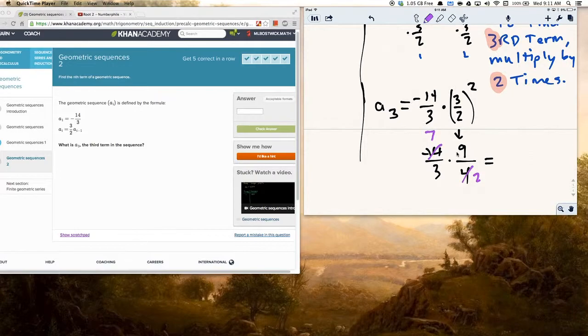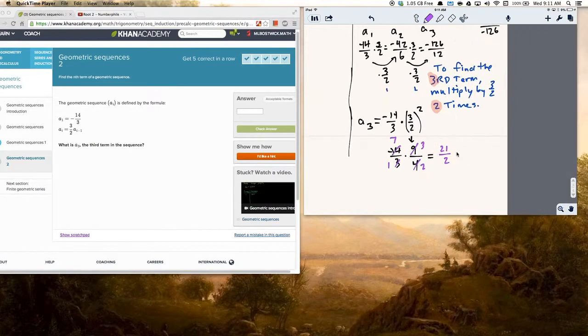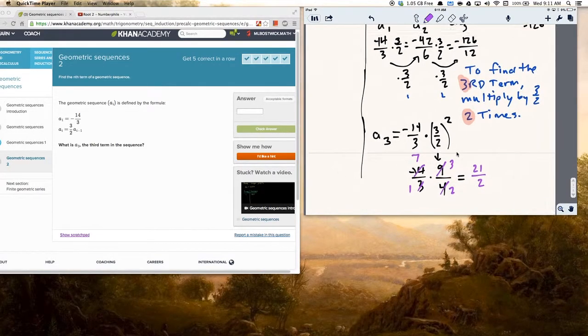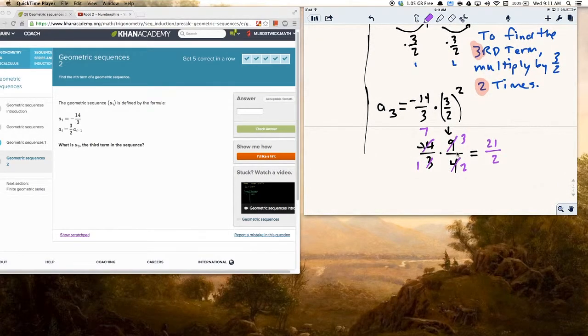9 and 3 are both divisible by 3, so I'm going to divide 9 by 3 and 3 by 3. And now we'll multiply across. 7 times 3 is 21. 1 times 2 is 2. And so negative 126 divided by 12 is the same as 21 over 2.